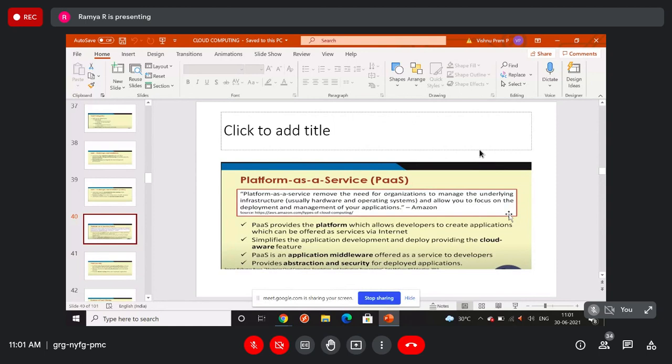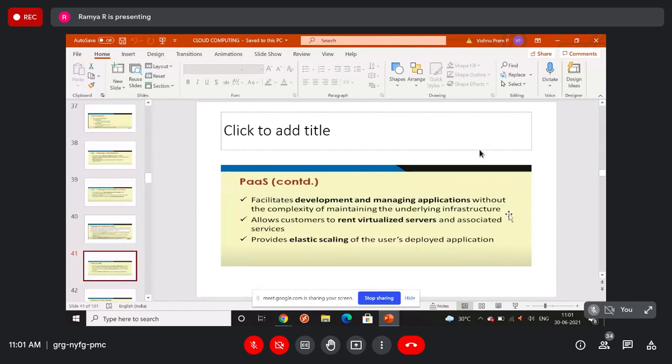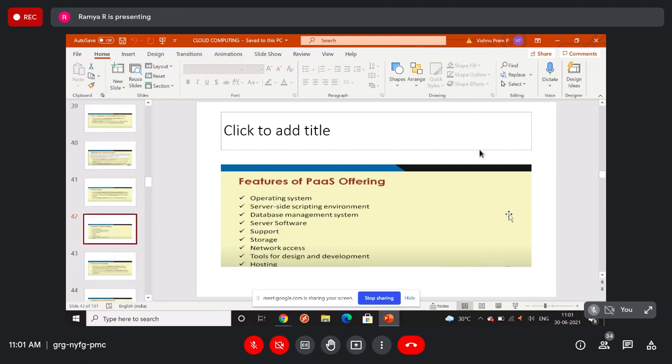So, platform as a service. In platform as a service, as I told you, you can create, manage, and run your applications. It facilitates the development and management of applications, and allows the customer to rent virtualized servers, and it allows for the elastic scaling of the user's deployed applications. Next, we see the features of this one.